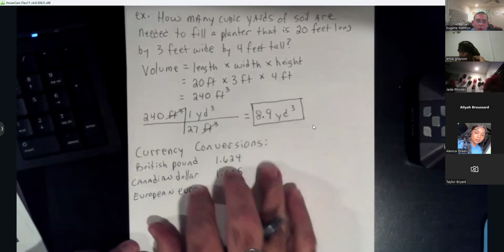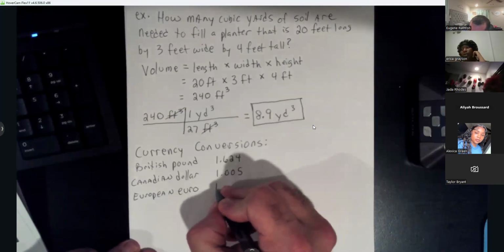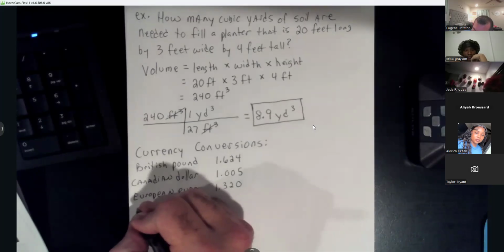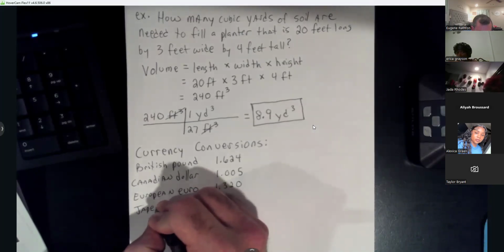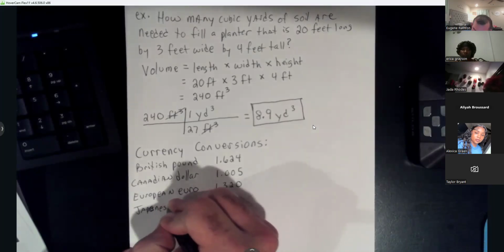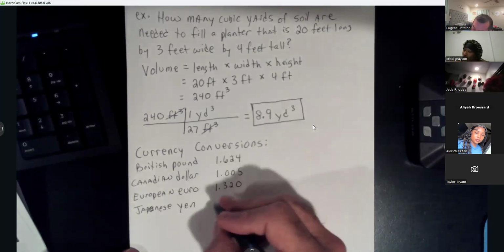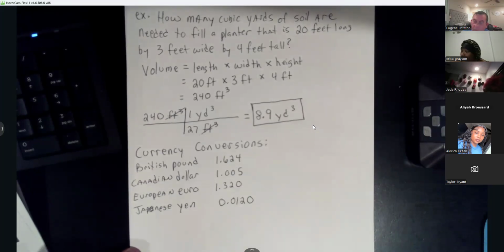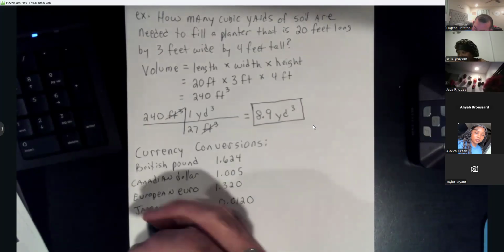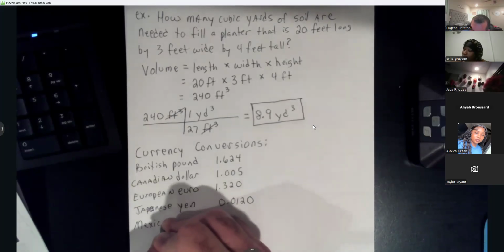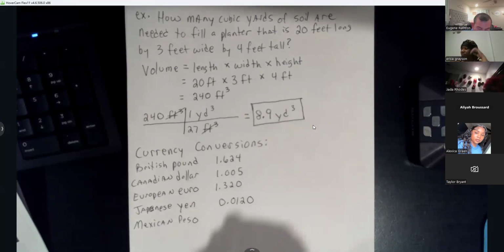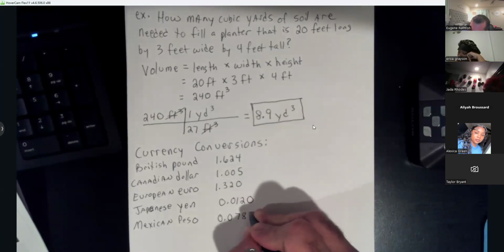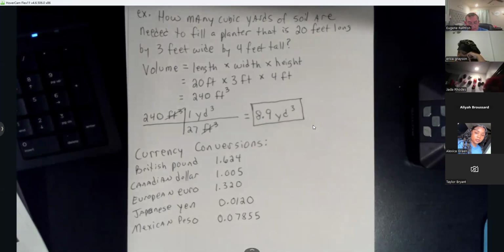And y'all, they'll have charts with these on it that you'll use. That is 1.320 US dollars. We got the Japanese yen. That is 0.0120 US dollars. And then the Mexican peso. It is worth 0.07855 US dollars.